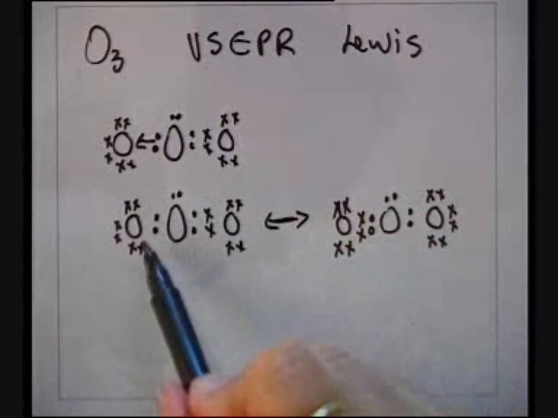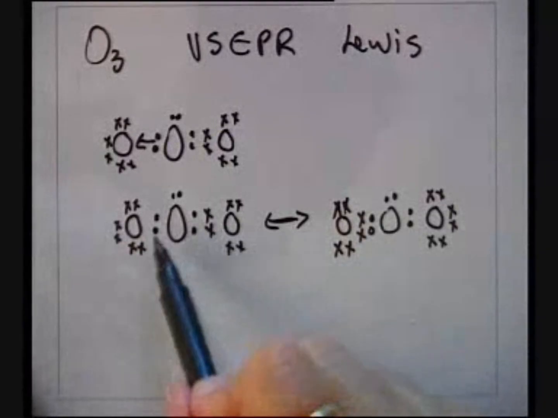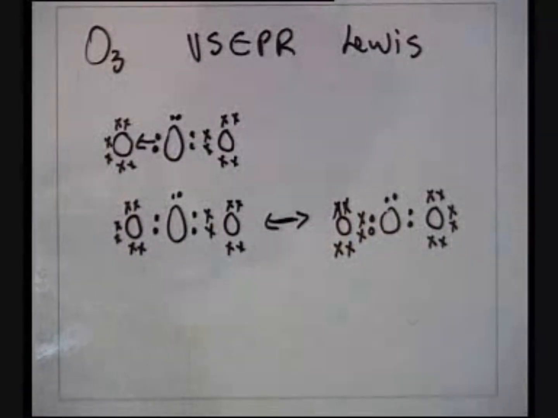What is clear is that we will have bonds, and these bonds will not be definite single bonds or double bonds. Their nature will be something in between a single and a double bond when we measure the bond lengths.